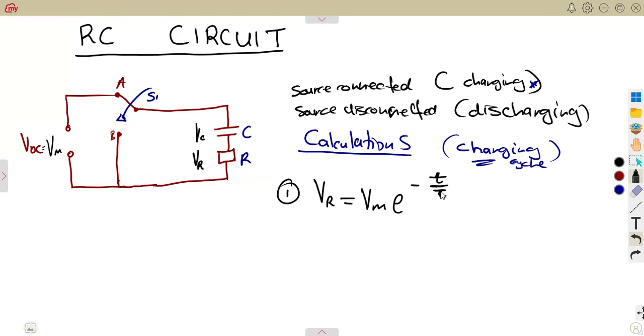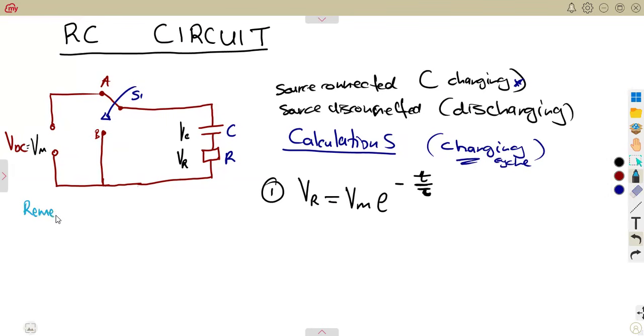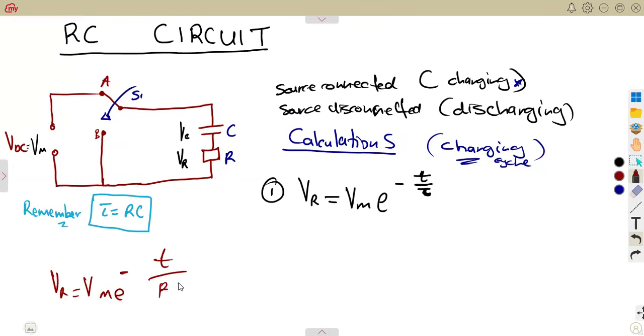It depends on your textbook, guys, the one that you are using, how they present this. Some textbooks use tau. Remember, tau is equal to RC for an RC circuit. So some textbooks can remove this tau and represent it with RC, giving you a formula like VR is equal to VM e to the exponent of minus t over RC. Instead of writing tau, they'll write RC. So it's up to you, but that tau represents RC. It's one and the same thing, so you can use it that way, or you can calculate your tau on its own.